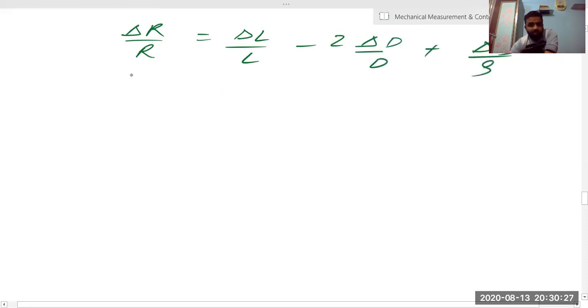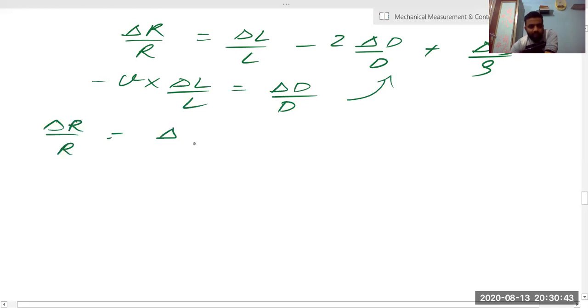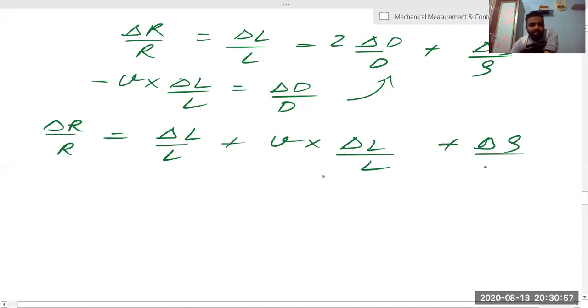Now, after doing this, nu times delta L by L is equal to minus delta D by D. So I'll substitute this value in this equation. So delta R by R will be equal to delta L by L, and this minus and this minus will become plus 2 nu into delta L by L, plus delta rho by rho.